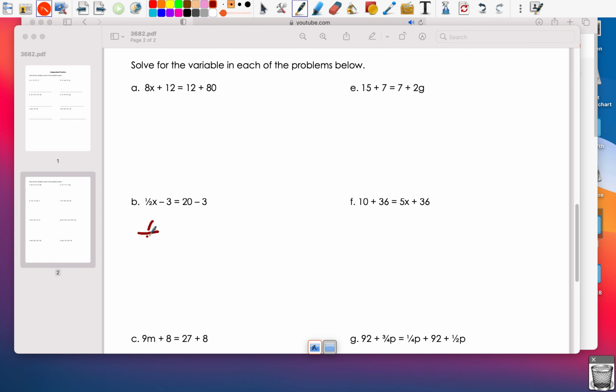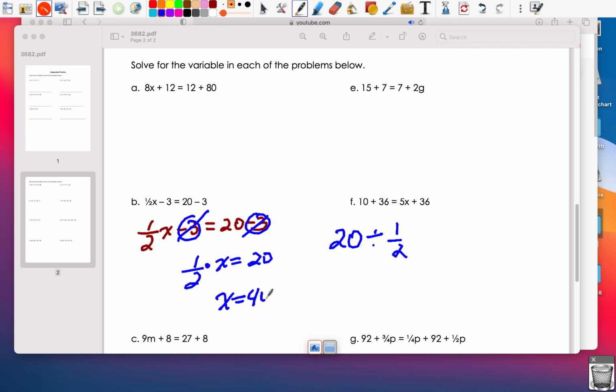Here, we did this in class, so we get half x minus 3 equals 20 minus 3. So I can take this and throw it away, take this and throw it away. So we have half times x equals 20. So remember, how can I use my calculator to find out un número multiplicado por half is 20? In your calculator, you can do 20 divided by half, and that gives you 40. So x equals 40. So este número aquí es 40.